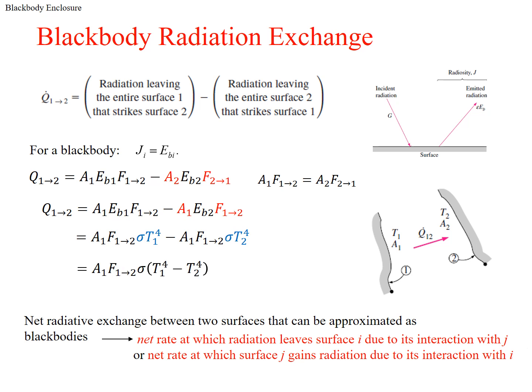And then if I want to simplify this, I can factorize the A1, F12, and the Stefan-Boltzmann constant, and I'll get the relation as you can see here. If you take a look at the right-hand side picture, this is how we say radiation from surface 1 to 2 depends on your area, your view factor, and the temperatures of the two surfaces. So the net radiative exchange between two surfaces can be approximated as the net rate at which radiation leaves surface i due to its interaction with j, or the net rate at which surface j gains radiation due to its interaction with i.